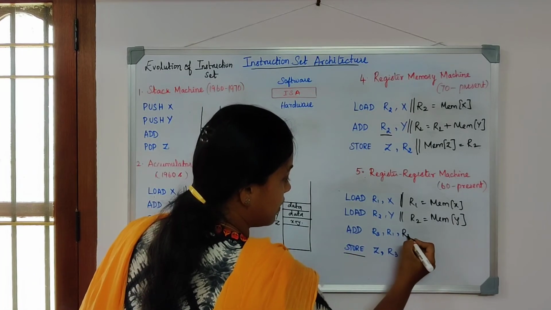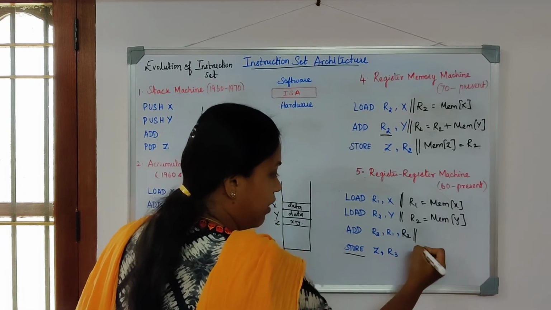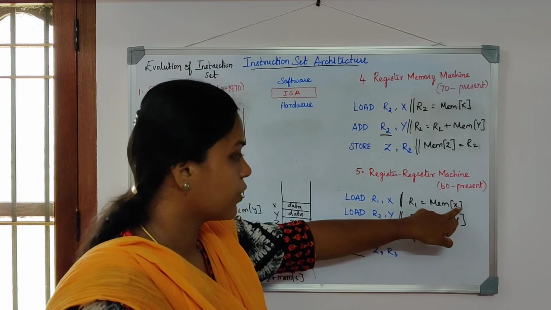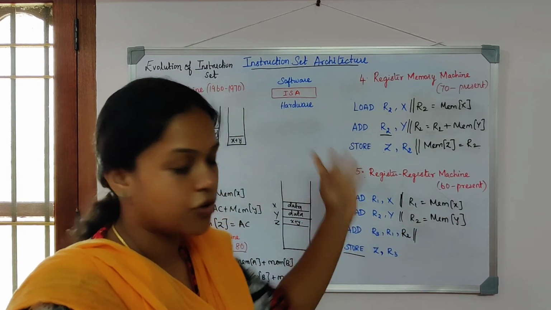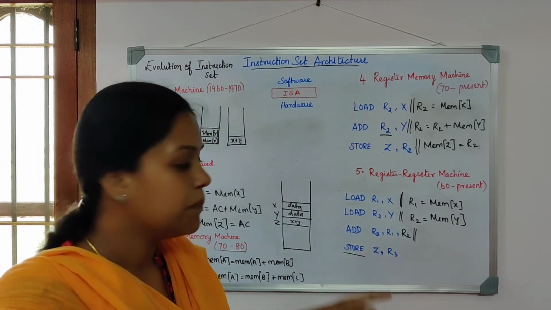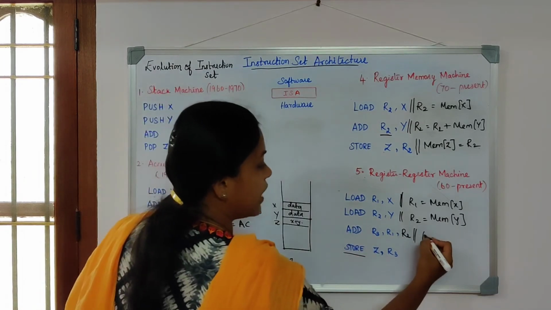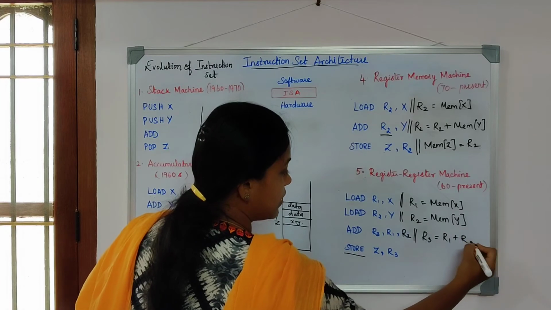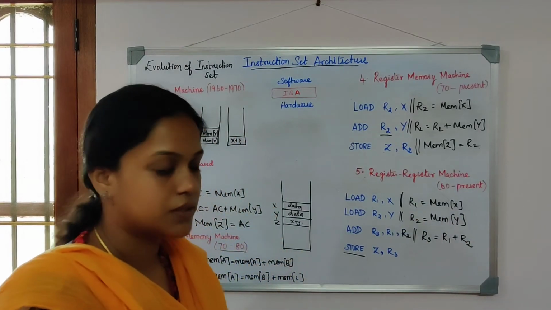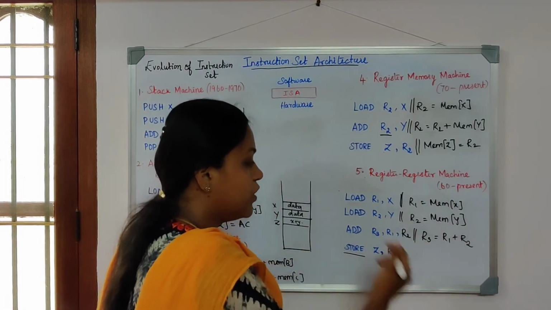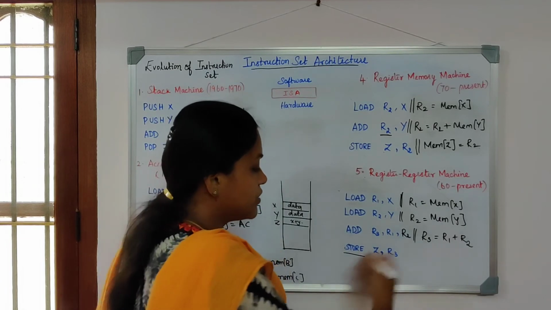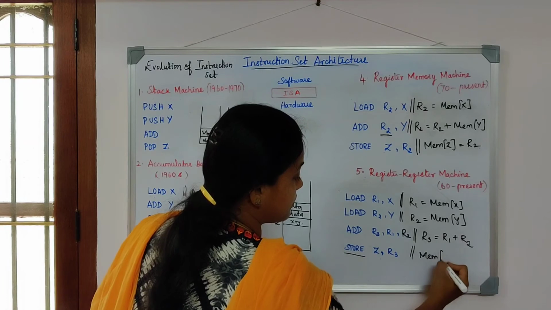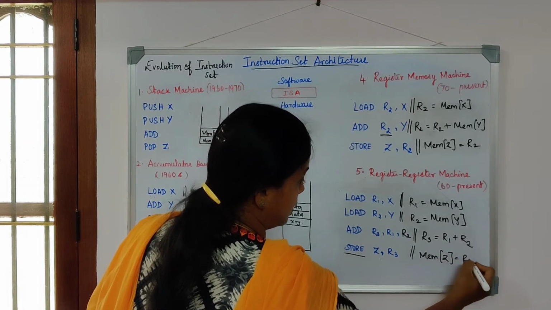So this is R3, this is R2. Now the values from the location X and the location Y are brought into the registers R1 and R2 respectively. Now the addition is done. Addition is nothing but everything in the registers. So R3 is equal to R1 plus R2. It is done. And finally, the result value in R3 is stored back to the location Z. So memory location Z is equal to R3.